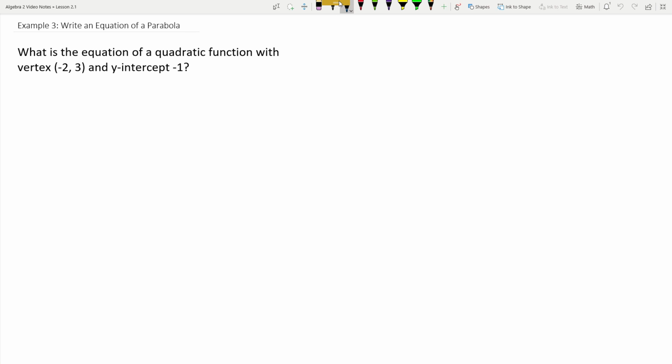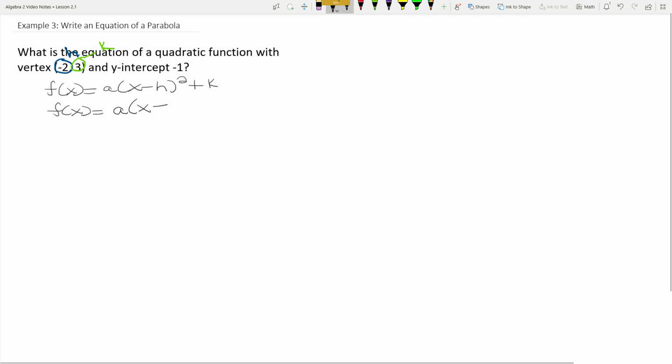Since they give us our vertex, we now know that this is h, and we now know that this is k. So we want to write this in vertex form. Remember, vertex form is f of x equals a times x minus h squared plus k. So we got f of x equals a. We don't know what a is yet. We do know that h is negative 2, so we got here negative 2 squared plus, and then we know that k is 3.